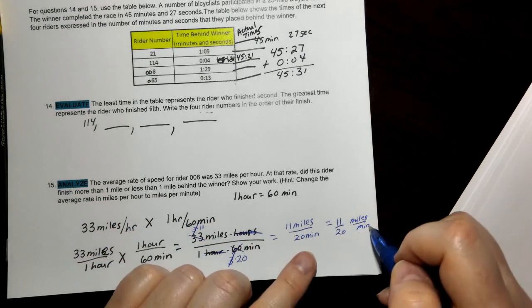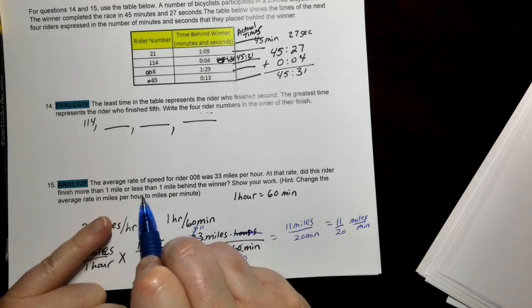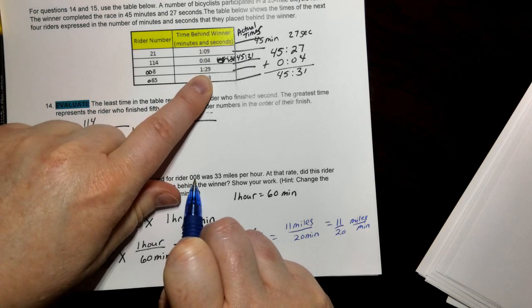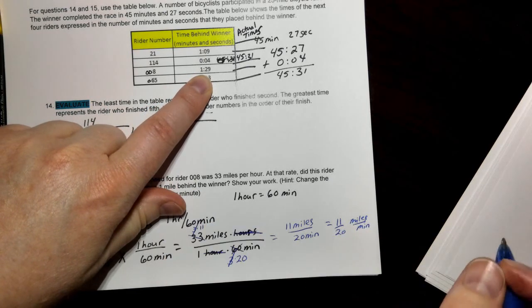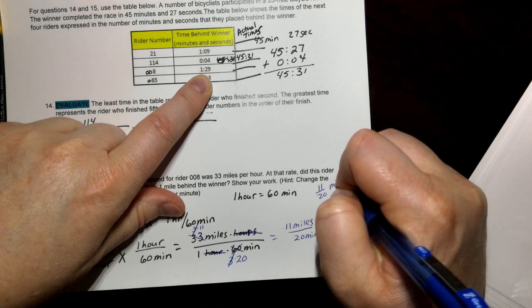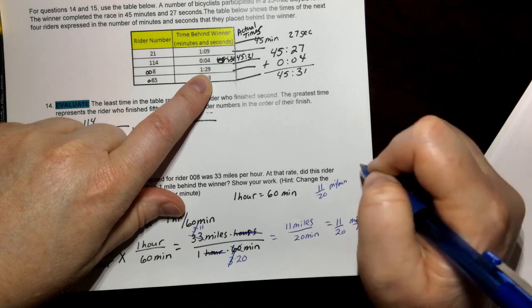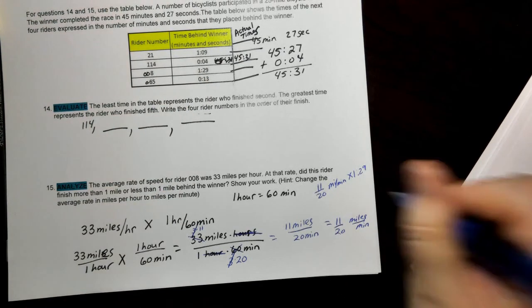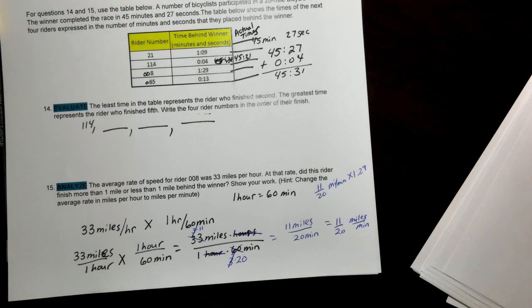Okay, so this is my new rate. Now I need to figure out, rider number 8 was 1 minute, 29 seconds behind. So I have 11 over 20 miles per min times 1 minute, 29 seconds. I will let you guys work out the rest.